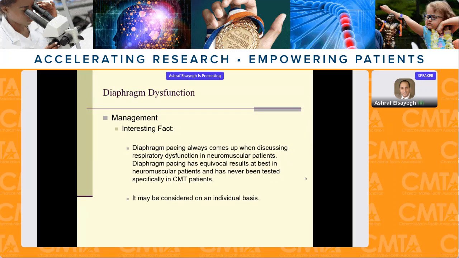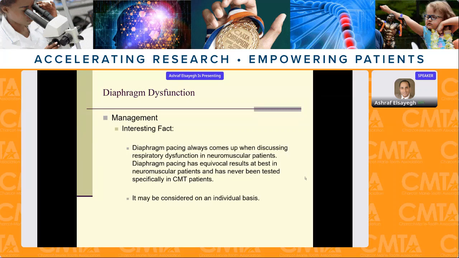When we first started, we were doing it both for neuromuscular disease and for spinal cord injury. Right now, we're doing it more for spinal cord injury than we do for neuromuscular disease. So the answer that I want to give about diaphragm pacing, which we're going to very quickly talk about because, again, there's a huge interest in it, is diaphragm pacing has equivocal results at best in neuromuscular patients. It has very good results in spinal cord injury, but in neuromuscular patients, it has equivocal results at best and has never really been tested in specifically CMT patients.